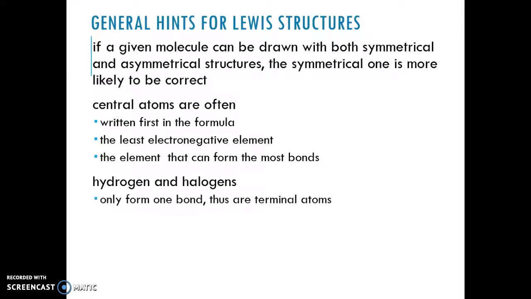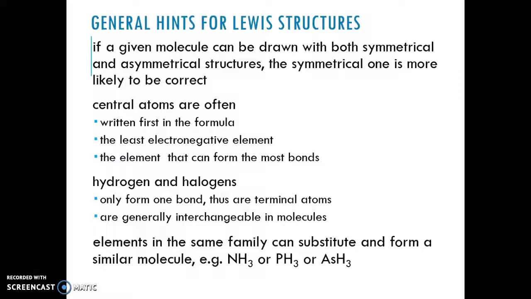Remember that hydrogen and halogens can only form 1 bond, so they're going to be at the ends or terminal atoms. In general, you can interchange all these. So all the halogens and hydrogens you can kind of pluck in and out, and it doesn't really change your structure at all. And then elements in the same family you can always substitute in for each other. So nitrogen, phosphorus, or As is arsenic, I think.